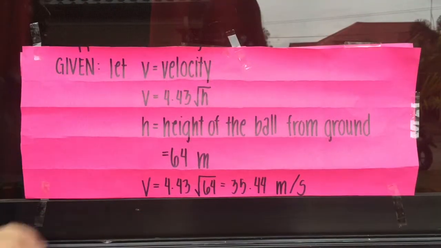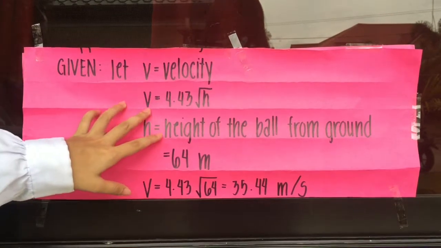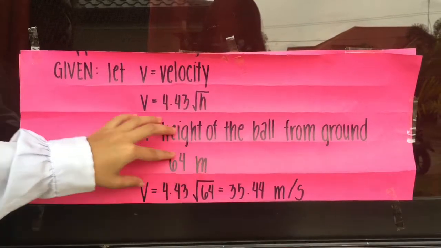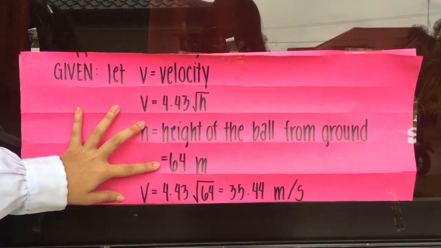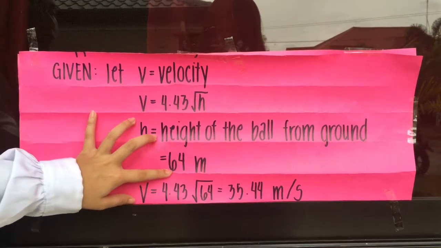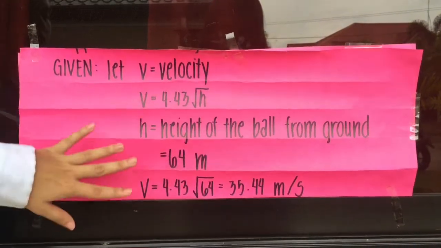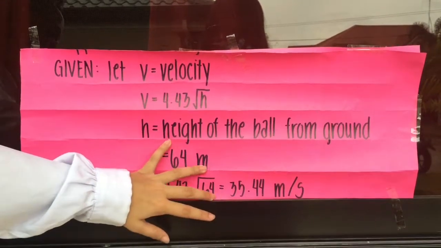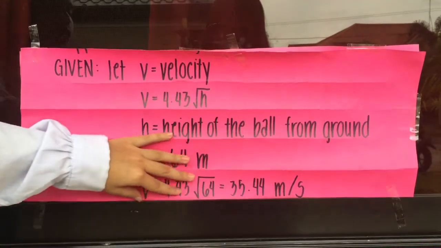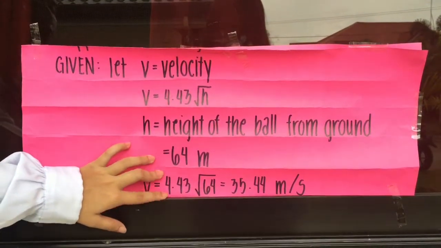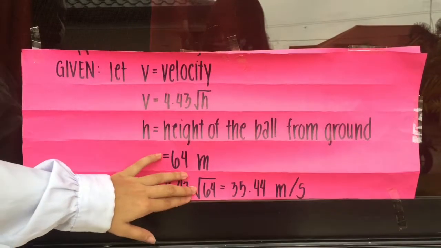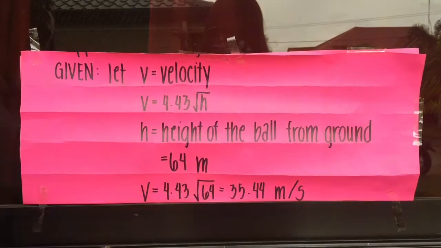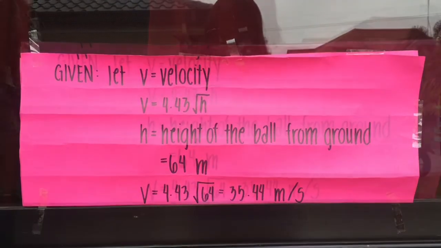So the given is, let v is equal to velocity, and v is equivalent to 4.43 times the square root of h, and h is equal to the height of the ball from the ground. And it is given in the problem that the height of the ball from the ground is 64 meters. So what I did is v is equal to 4.43 times the square root of 64, which is equal to 35.44 meters per second. Since the square root of 64 is 8, I multiplied 4.43 times 8, and that's how I got 35.44 meters per second.